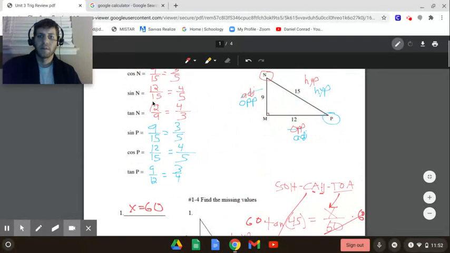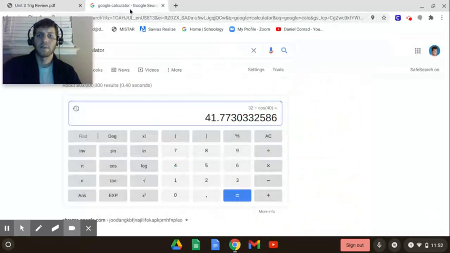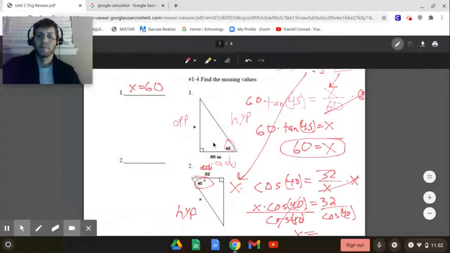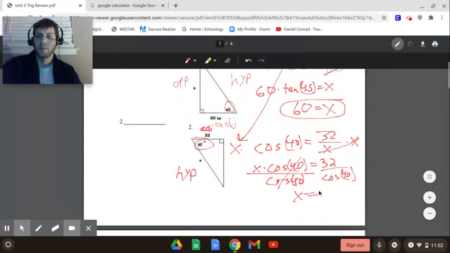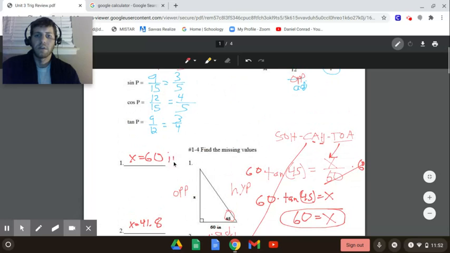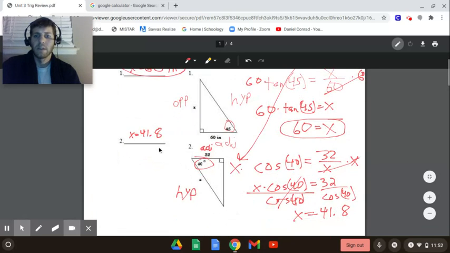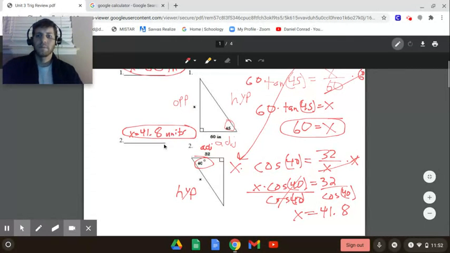Okay, I think it said round, didn't tell us what to round. I'm going to round to the tenths place, so 41.8. Okay, so x is going to be 41.8. In units, they don't give us any units, so we'll just say units. This one should have been inches, right? x is 60 inches. This one they don't give us units, so we'll just write units in here. Okay, so that's number 2.